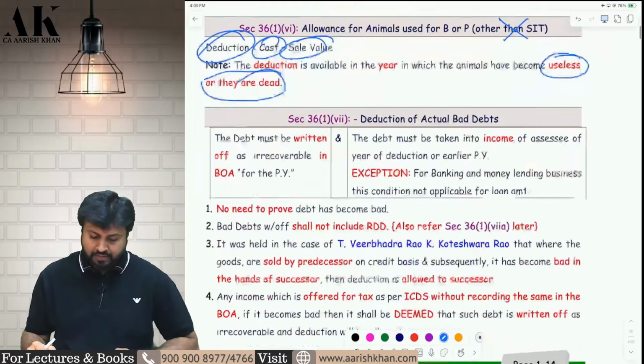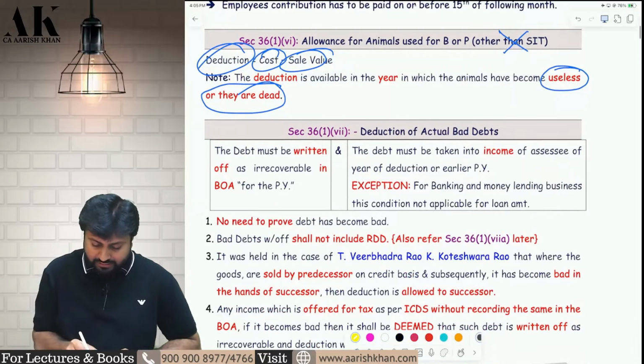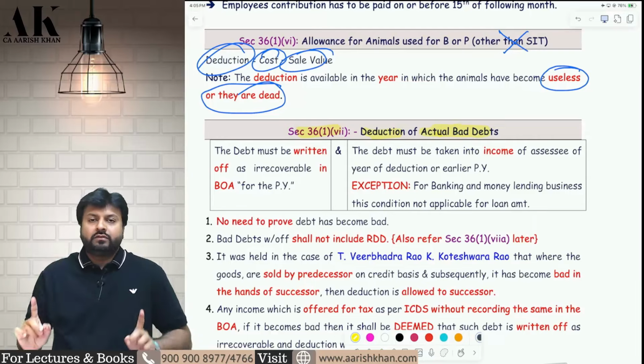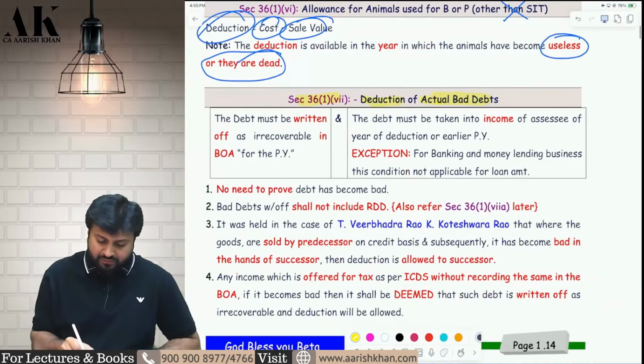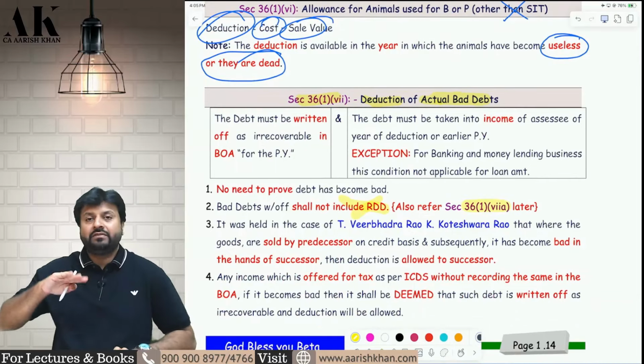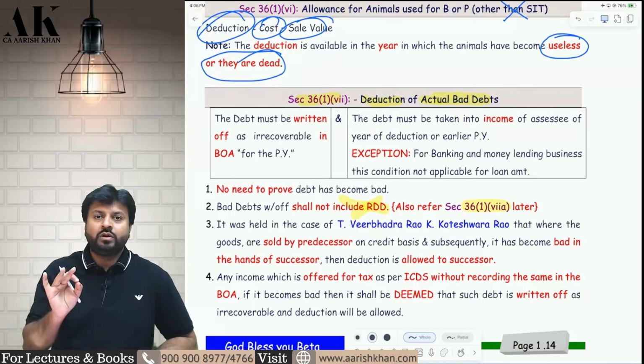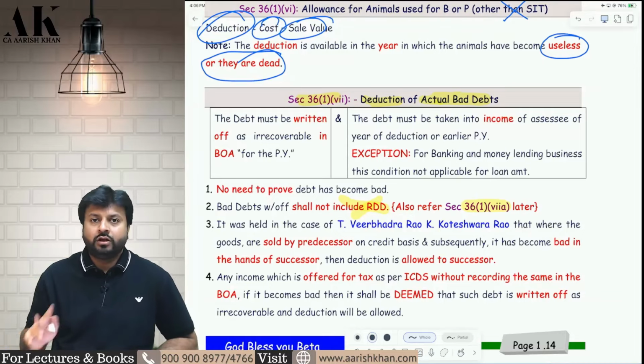Okay. Next one, very important section, 36(1)(vii), actual bad debts deduction. Deduction of only actual bad debts is allowed. Deduction of provision for bad debts is not allowed. Provision for bad debts is allowed as a deduction under 36(1)(viia) for certain banks, financial institutions, NBFCs and foreign companies, not to everybody. To the majority of normal business and professional assessees, you will get only deduction of actual bad debts. You have to fulfill two conditions.